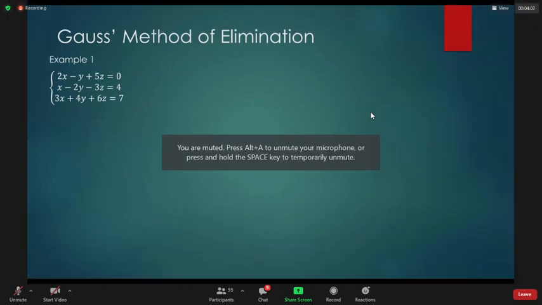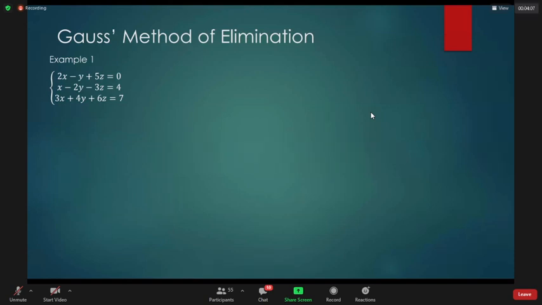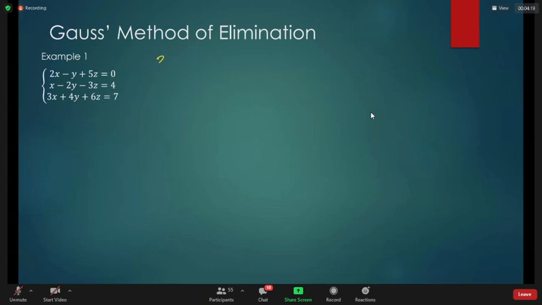Okay. So let's try to create this system matrix. Okay, this is something that wants to show up all the time. I am writing, so it's 2. Okay, again. Right, I have, okay, this. So we have 2, minus 1, 5. We have 1, minus 2, minus 3, and we have 3, 4, 6. And behind the line, we have 0, we have 4, and we have 7.